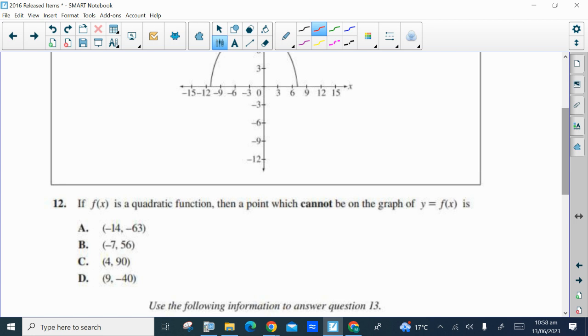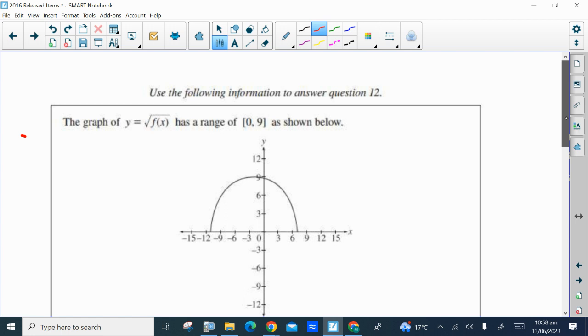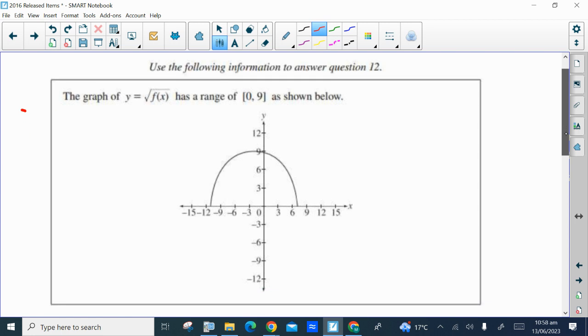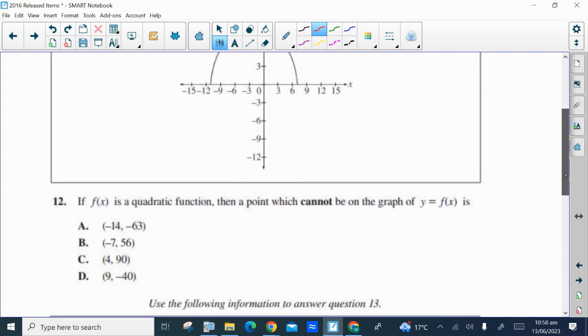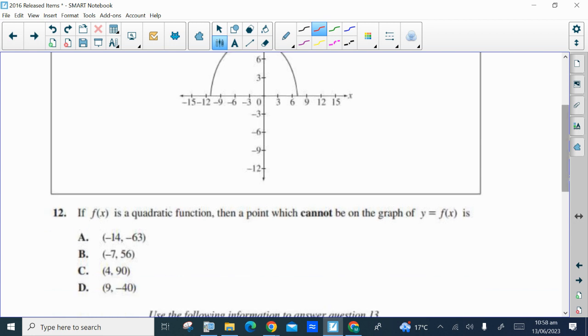If f of x is a quadratic function, then a point which cannot be on the graph of y equals f of x. This is the graph of the square root of f of x. Okay. So it's possible for points on f of x to be negative. That is true. All it means is that when you have a negative point on the graph of f of x, it won't work when you take the square root of that. But this doesn't change the fact that you can still have a negative value of y on f of x.